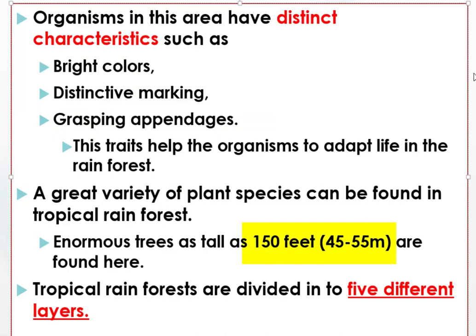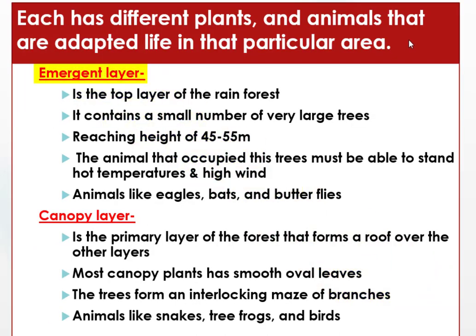Since plant species are highly diversified in tropical rainforest, they arrange themselves into 5 different layers to avoid competition for sunlight. Each layer of tropical rainforest has its own fauna and flora. Let us see the first and topmost layer of tropical rainforest, the emergent layer. Emergent layer is the top layer of the rainforest. It contains a small number of very large trees that reach in height from 45 to 55 meters.